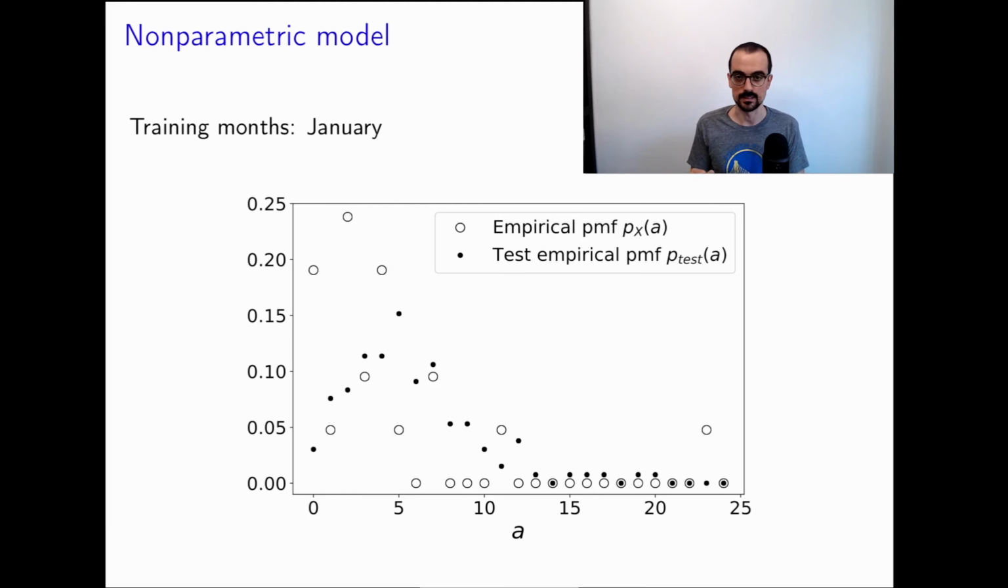And this is pretty interesting. Essentially what we're seeing is the fractions of times that we observe 0 calls, 1 call, 2 calls, etc.